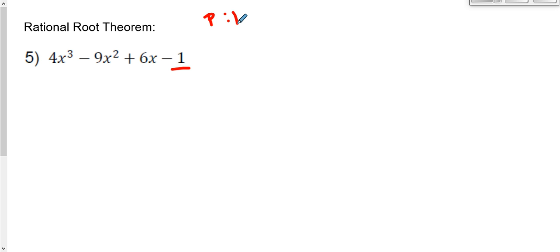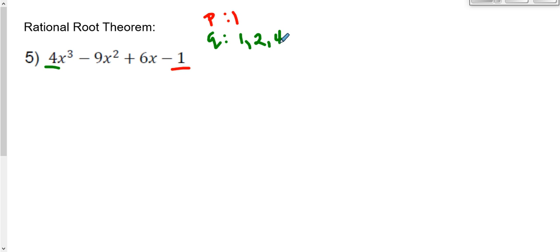We ignore the sign of the constant at the end. It doesn't matter that it's a negative one because we're about to use all of the positive and negative p's and q's. So we ignore the sign for right now, and we'll use both positive and negative. The q's are the factors of the leading coefficient. So in this case, the factors of 4, which are 1 and 4 and 2 and 2. So I'll list them 1, 2, and 4. We only have to list each one once.